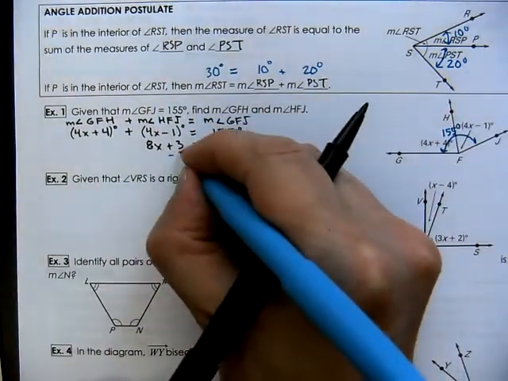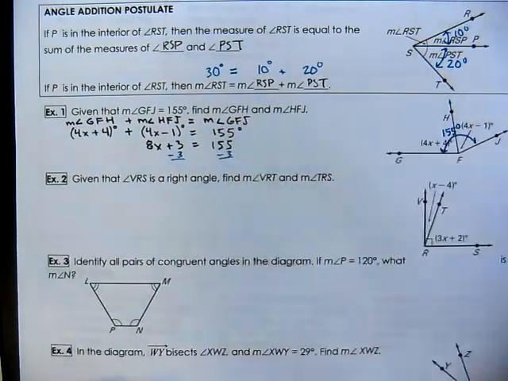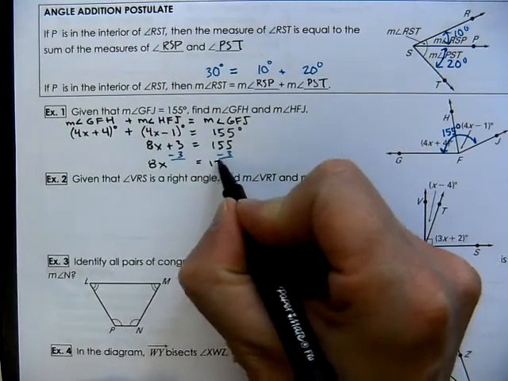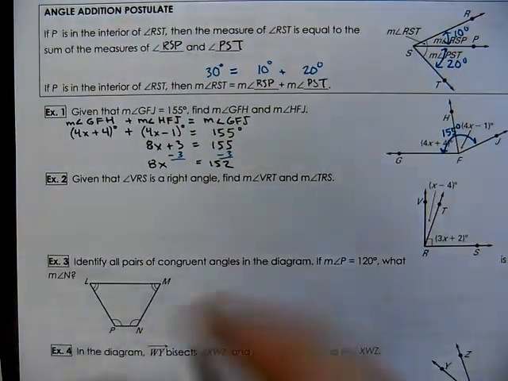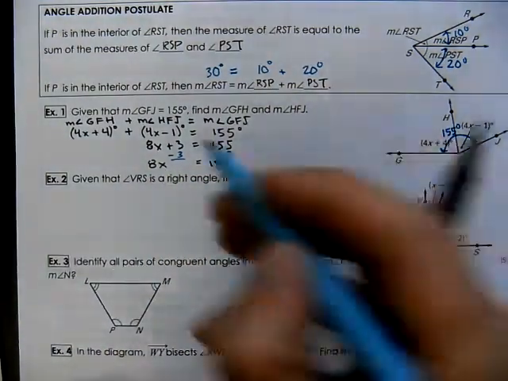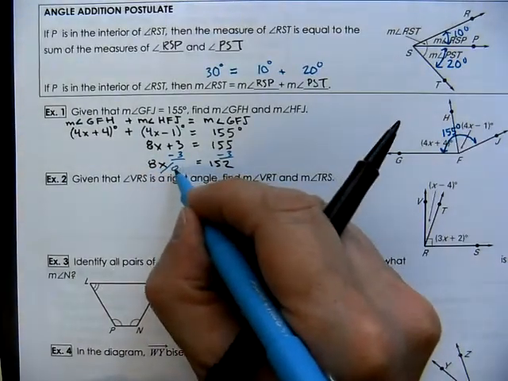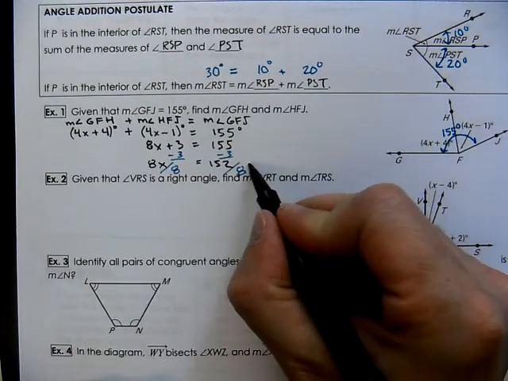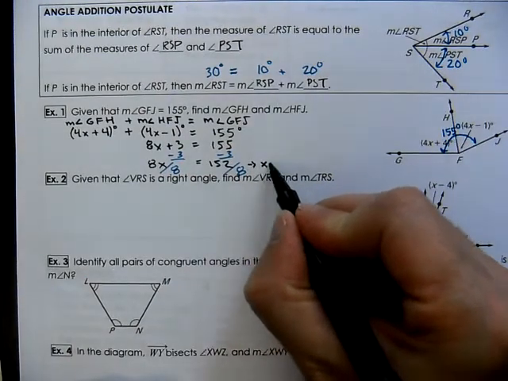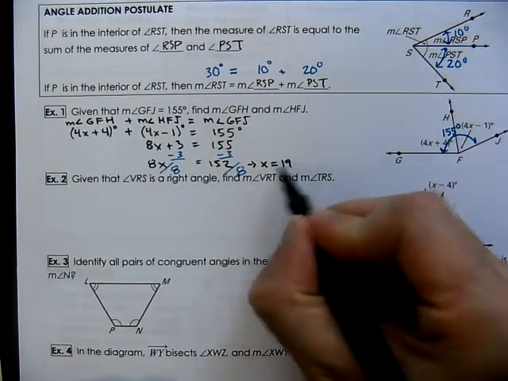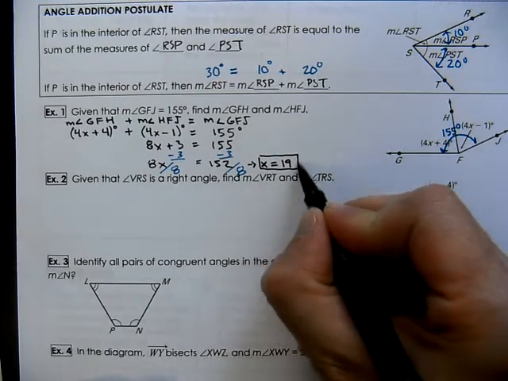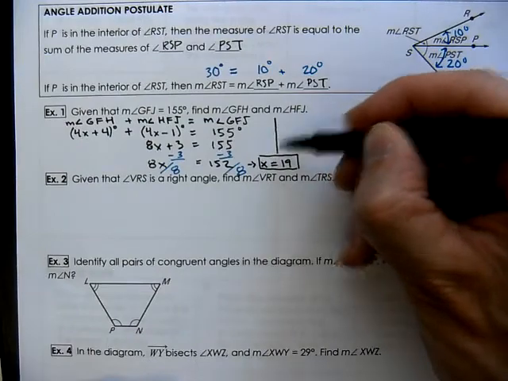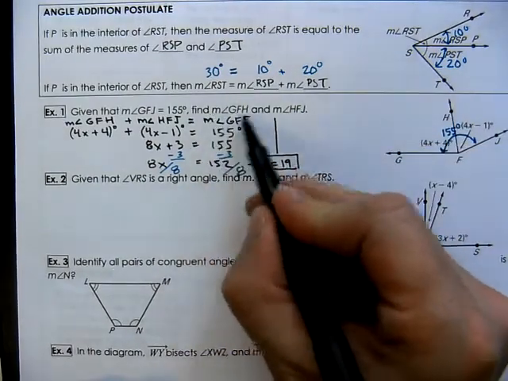Let's move the constant terms to the right, so I'm subtracting 3 from both sides, so we have 8x on the left, that equals 152 on the right. To isolate the variable, let's divide away the 8. We're dividing both sides by 8. And that means then that my x is 19. I used my calculator to figure that out. So that's a key step, but it's not the final answer, because what they want us to do is to find the specific angle measure.